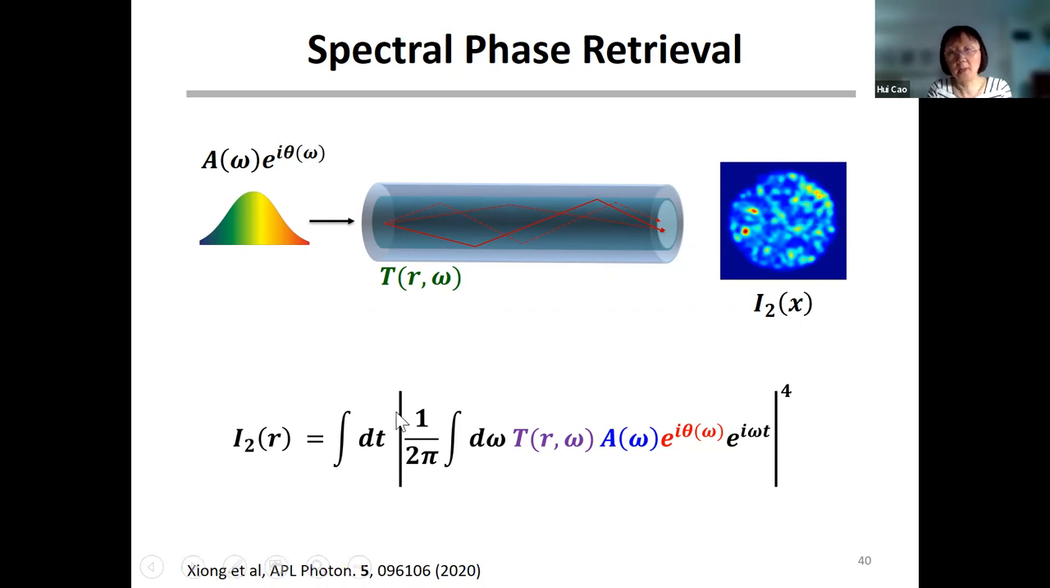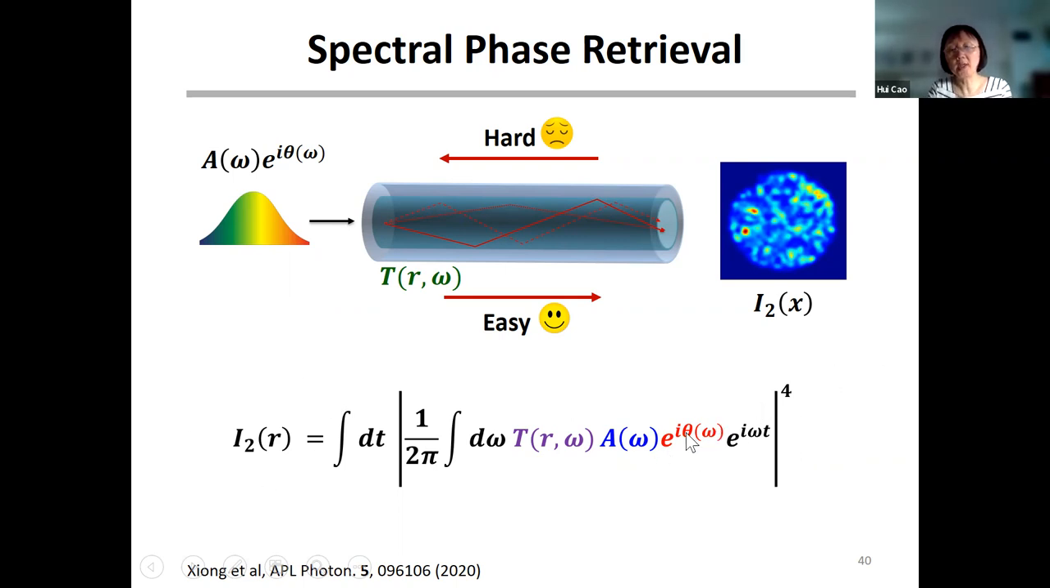But what is the problem? The problem is that if you know the input pulse, it's very easy to calculate the two photon spectral pattern. But that's not what we want to do. We want to do the inverse. From the measured two photon nonlinear spectral pattern, we want to recover the spectral phase at the input. And this is really a complex nonlinear mapping.